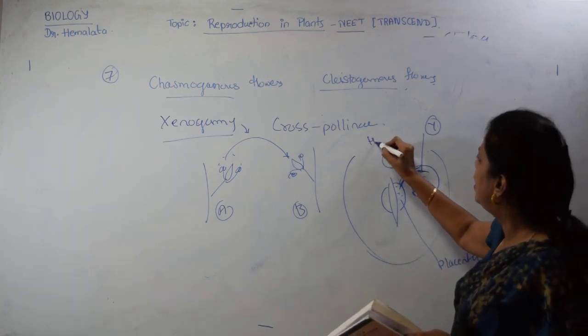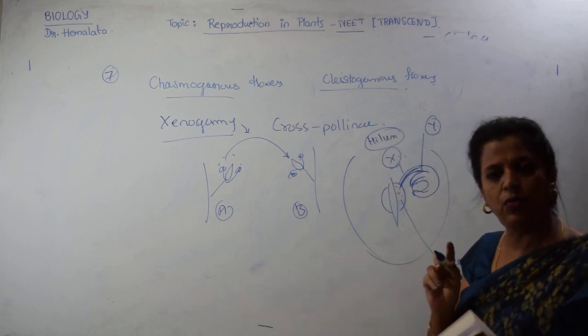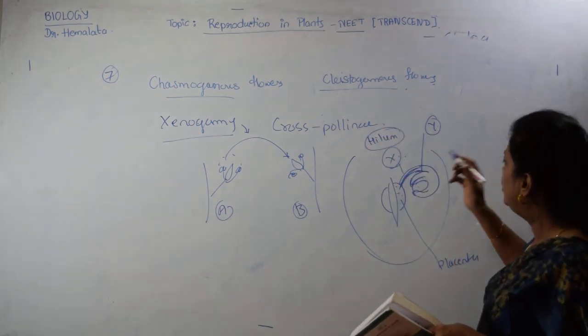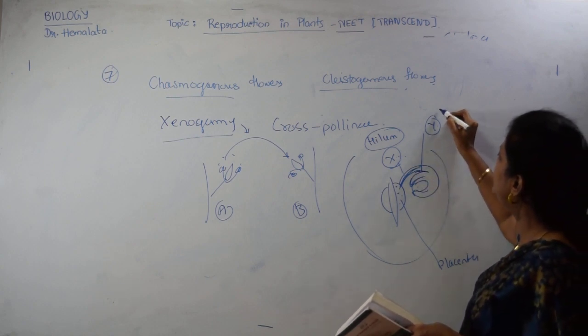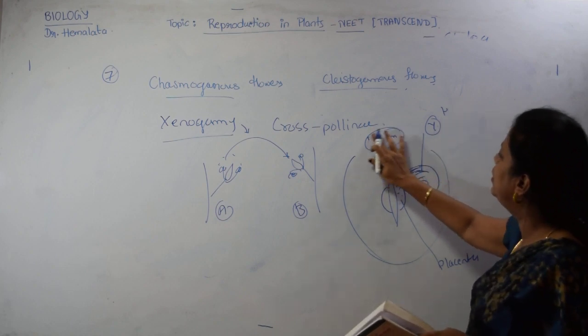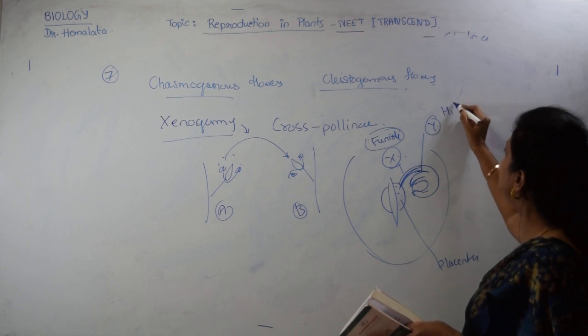We call this the hilum. Already we know this. Hilum is the stalk of the ovule. Then X, the ovule is attached at Y. This must be hilum. This is actually the funicle. The stalk is called the funicle. The attachment is called the hilum.